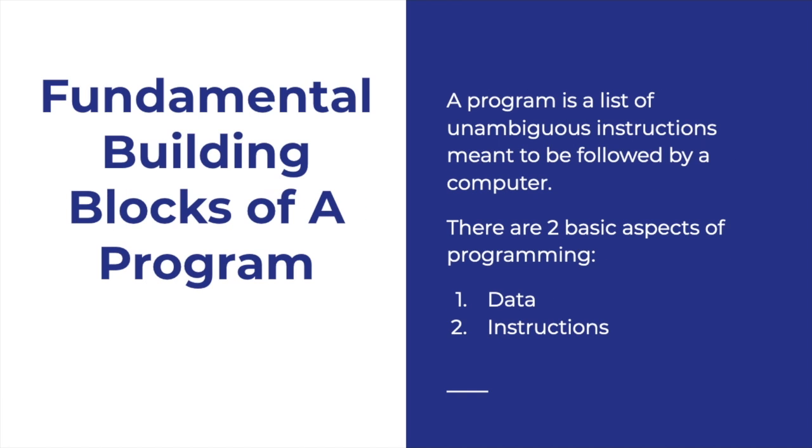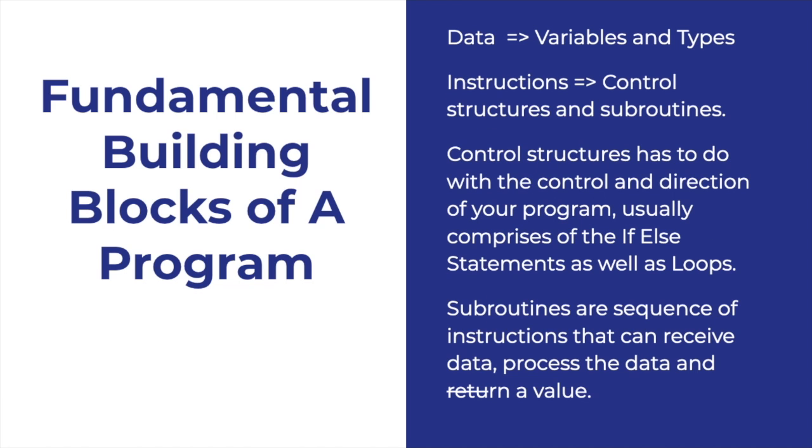Okay, so we're looking at the fundamental building blocks of a program. A program is a list of unambiguous instructions meant to be followed by a computer. There are two basic aspects of programming: data and instructions. For data, we have variables and types. For instructions, we have control structures and subroutines. Control structures have to do with control and direction of your program, and usually comprise if-else statements as well as loops. Subroutines are a sequence of instructions that can receive data, process the data, and return a value.